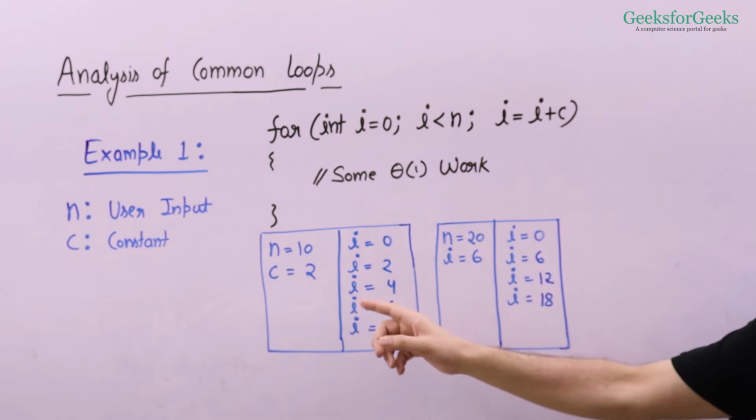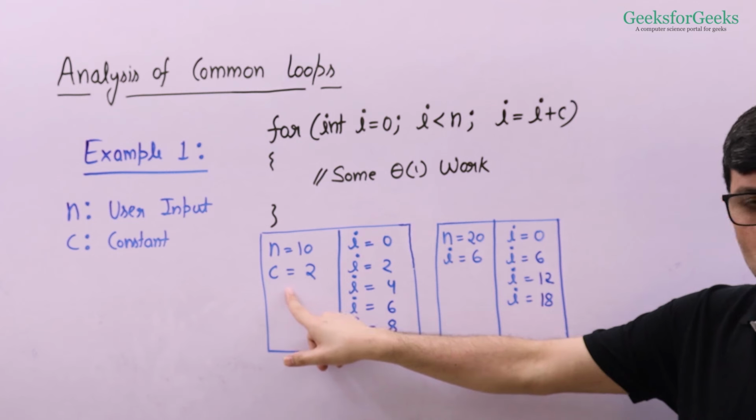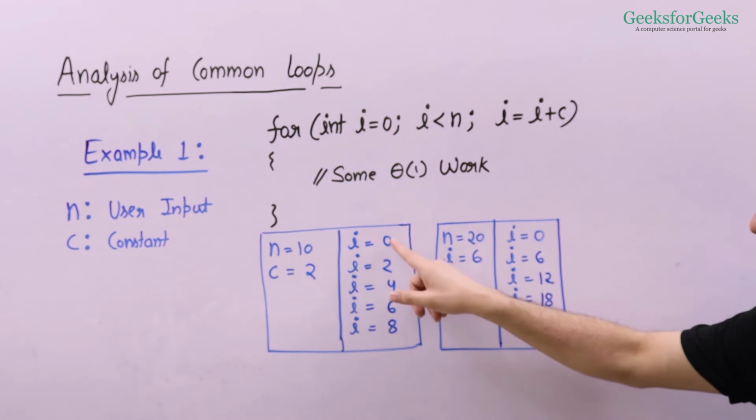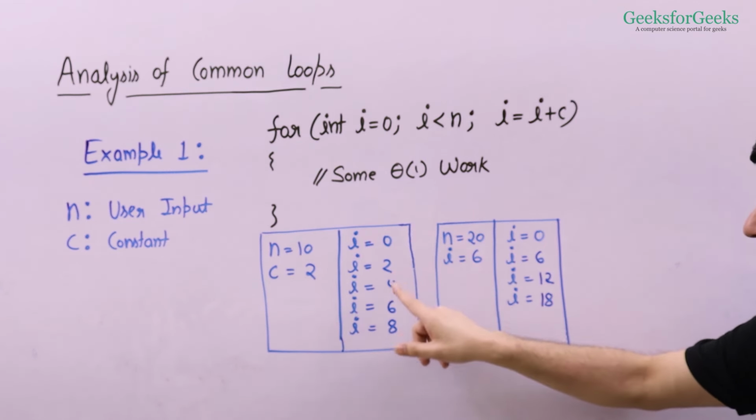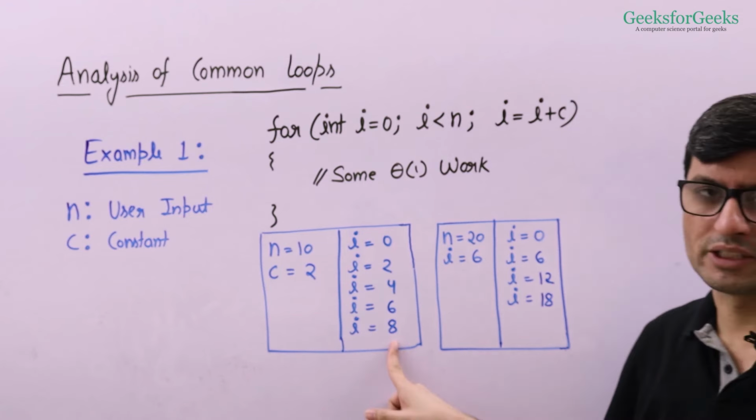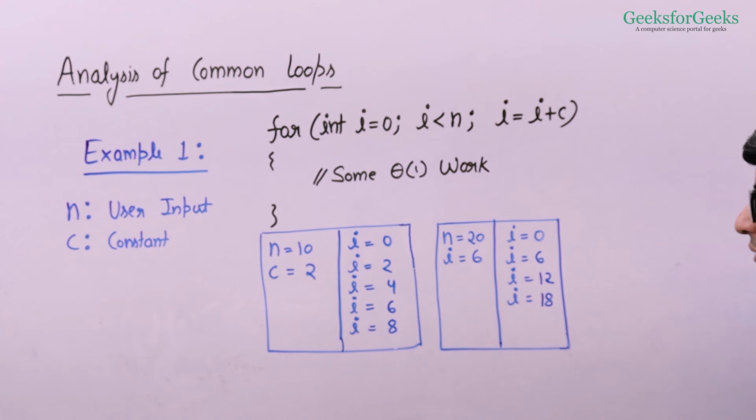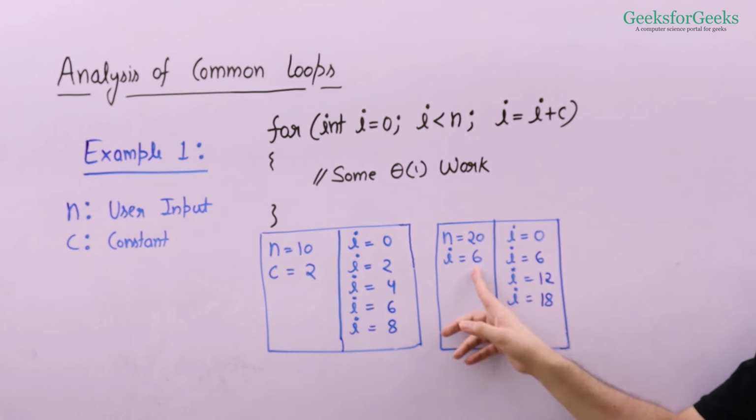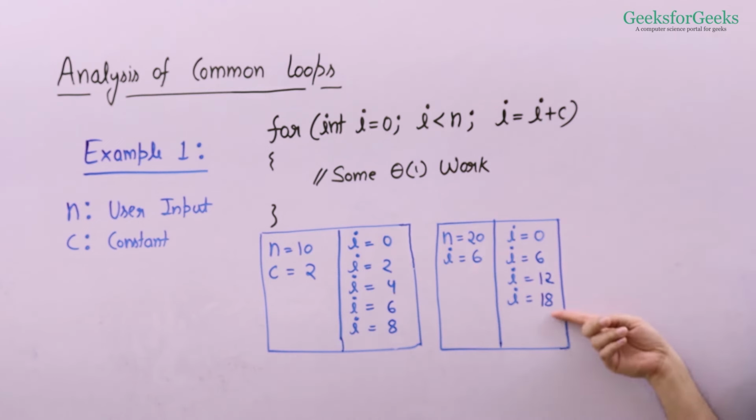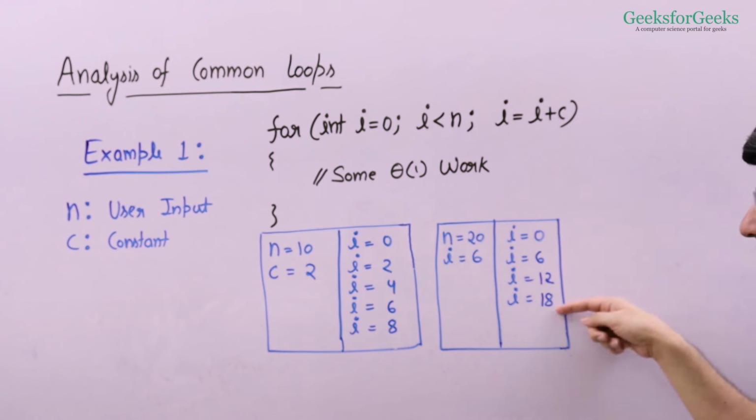So if we see some examples, n equal to 10 and c equal to 2, how many times does this loop run? This runs for i equal to 0, then it runs for 2, 4, 6, 8, and when i becomes 10, we come out of the loop. So the loop runs 5 times. When n is 20 and c is 6, the loop runs 4 times. It runs for 0, 6, 12 and 18.